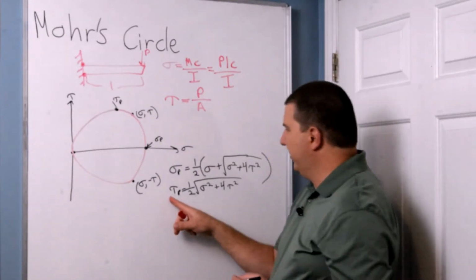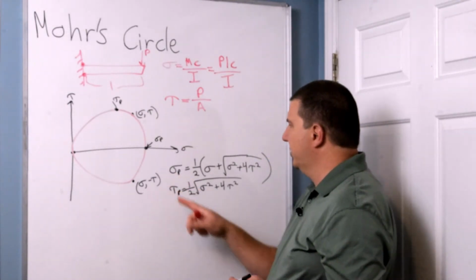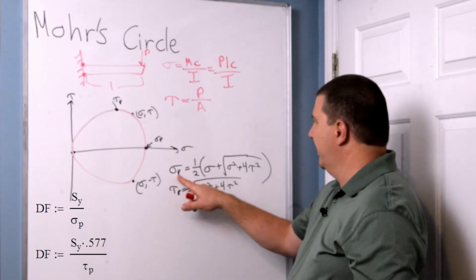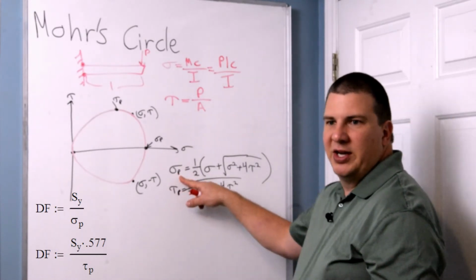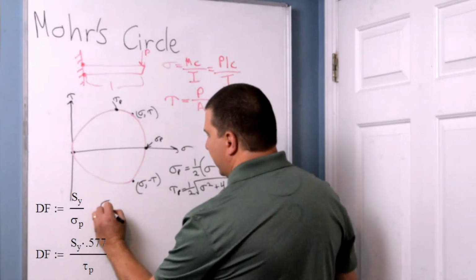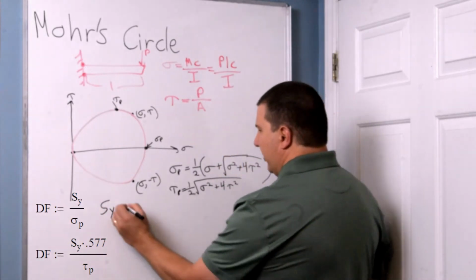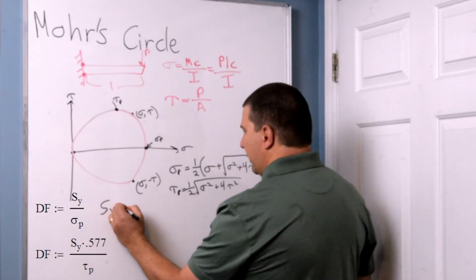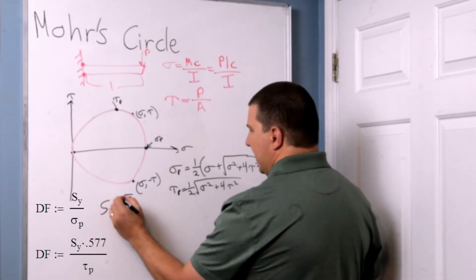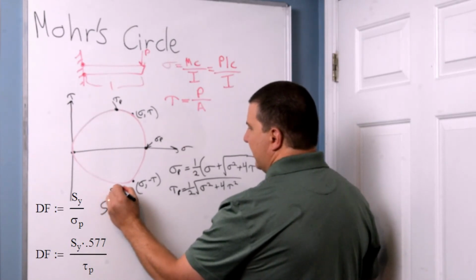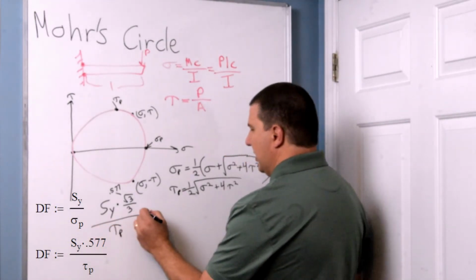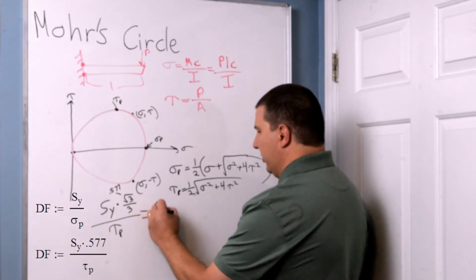Alright, now one final thing, when calculating our design factors, we can take our material strength and just divide it by the principal stress here and get a design factor. With the shear stress, it's a little bit different. So we're going to take our material strength and we're going to multiply it by a factor, which is the square root of 3 over 3, and that is actually equal to 0.577. Alright, and then we're going to divide that by our principal shear stress, and that'll equal our design factor.